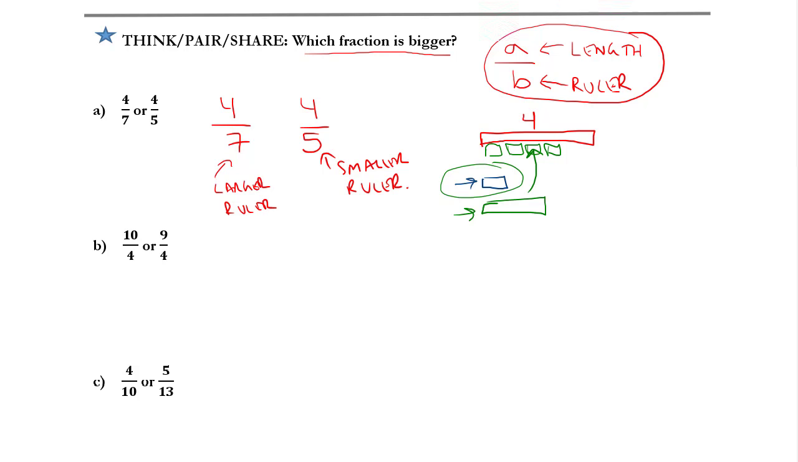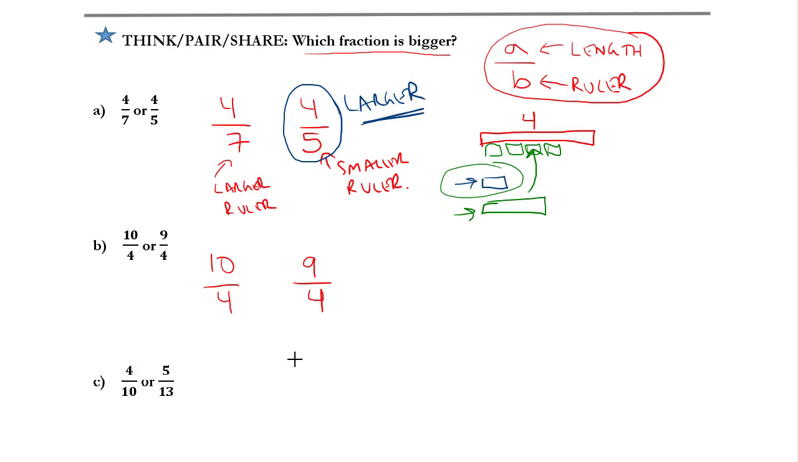fraction is larger is we can say this one is larger or bigger because the ruler is smaller. A smaller ruler means you need more of those rulers to measure the same length. Okay, so that's one way to reason about that. Let's take a look at B. So B is asking us to compare 10/4 and 9/4.